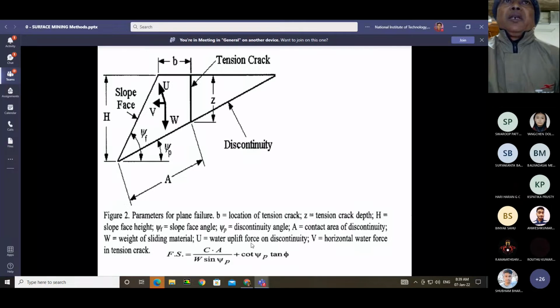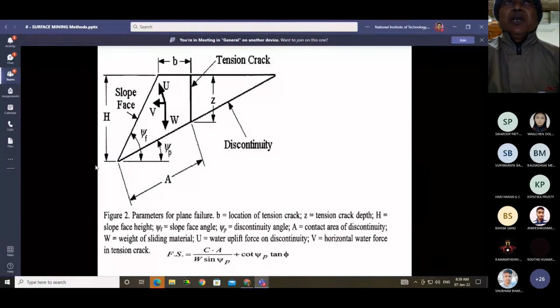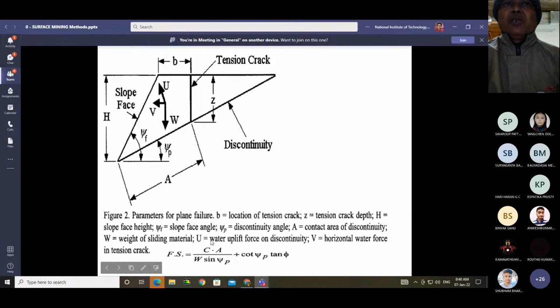So by taking these parameters: b is the location of the tension crack, Z is the tension crack depth, H is the slope face height, psi f is the slope face angle, psi p is the discontinuity angle, and capital A is the area of the discontinuity plane. W is the weight of the sliding material, U is the water uplift force on the discontinuity, and V is the horizontal water force in the tension crack. So from this diagram, you can calculate the factor of safety.